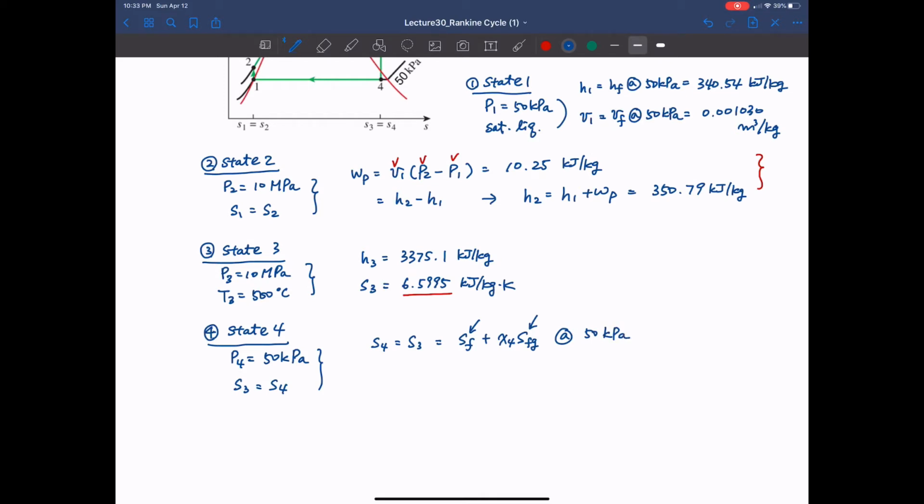So we can calculate the quality. X4 can be calculated from the above equation to be 0.8472, and as a result we can also calculate H4 by HF plus X4 times HFG. These values are also found from the table at 50 kilopascal, and from this equation we know that H4 is 2293.1 kilojoule per kilogram. So by working through state 1 all the way to 4, we know all the enthalpy values at each state.